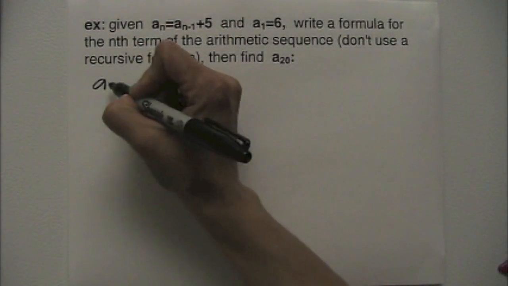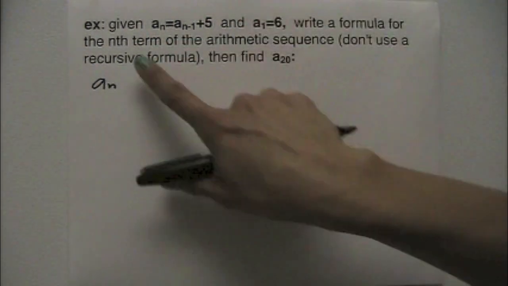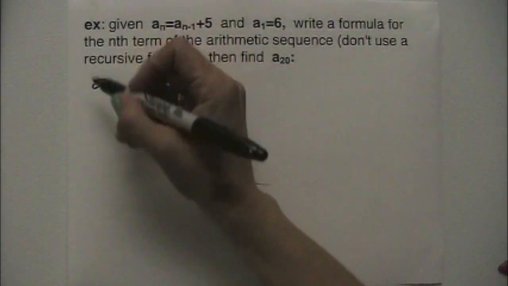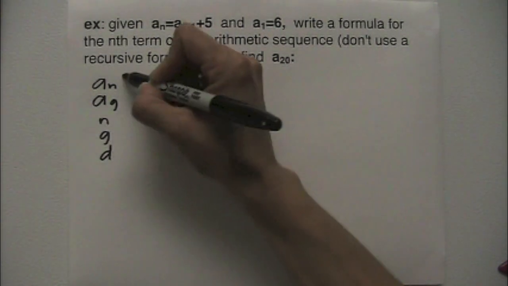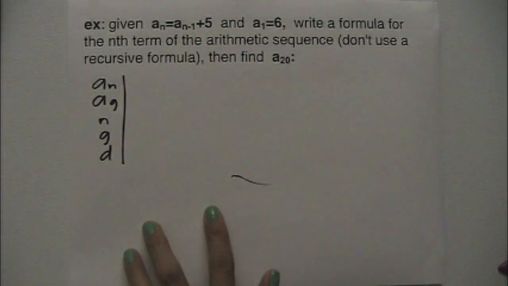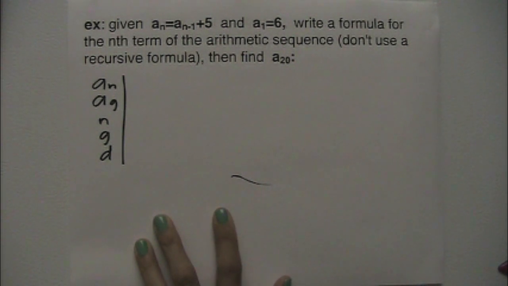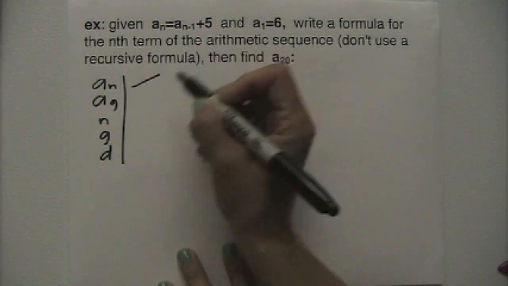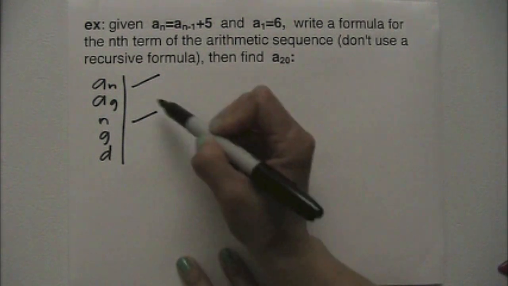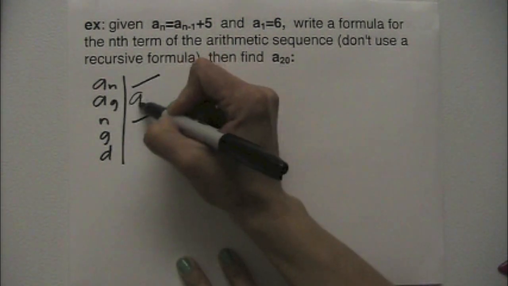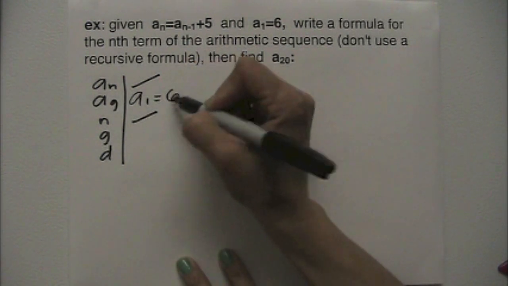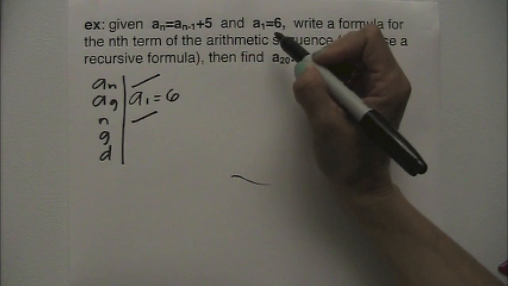So since we're going to need an nth term of an arithmetic sequence, I'll start that same chart. Go ahead and block out your a sub n and n. The first term you're given is still a sub 1, or the value 6.